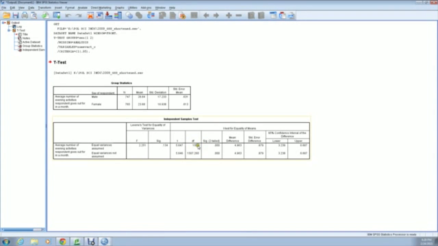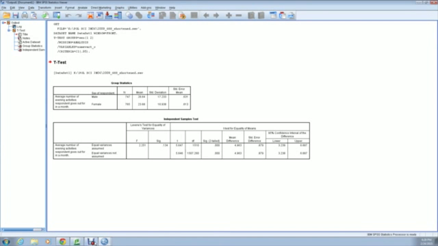In the first block of output, group statistics, there are some descriptive statistics. There were 747 males in the sample, and they participated in 28.64 activities during the evening in an average month, with a standard deviation of 17.233. The 765 females went out an average of 23.68 times per month, with a standard deviation of 16.938. We can see from this output that the sample means are different and that, on the average, males go out in the evening more often.